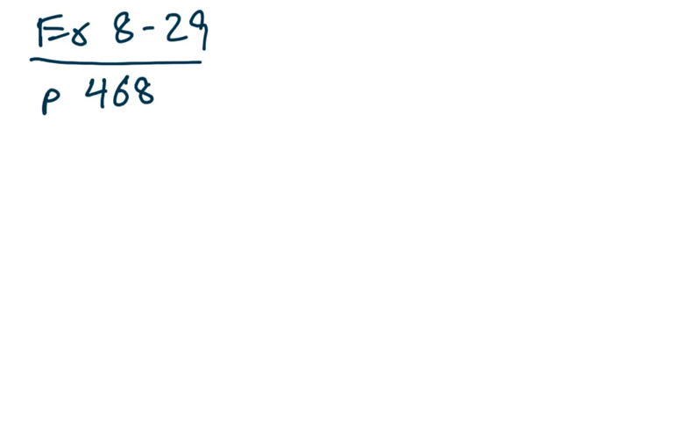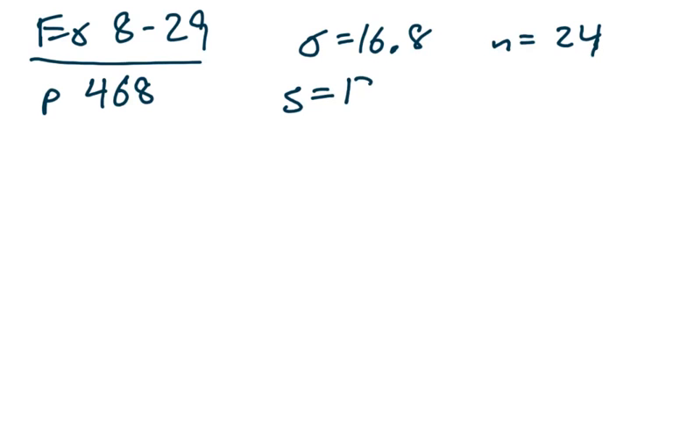The theme of this problem is car inspection times. It says a researcher knows from past studies that the standard deviation of the time it takes to inspect a car is 16.8 minutes. A random sample of 24 cars is selected and inspected. The standard deviation is 12.5 minutes. At alpha equals 0.05, can it be concluded that the standard deviation has changed? Use the p-value method and assume that the variable is normally distributed.